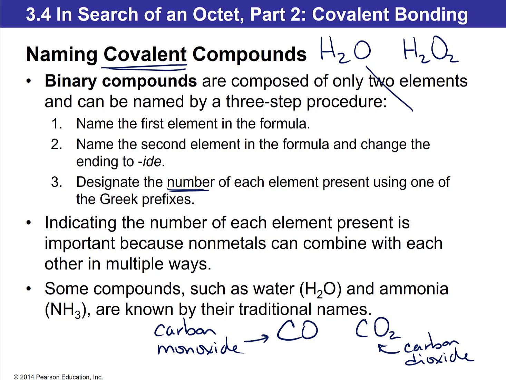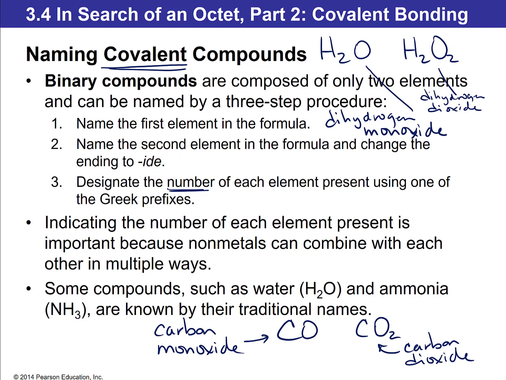Okay? So there you have carbon monoxide, carbon dioxide. H2O, dihydrogen 1O would be monoxide. Just be glad you don't have to call it that. So there are traditional names that have carried through, but if you were going to name water, it would be dihydrogen monoxide. And H2O2 is dihydrogen dioxide. Okay, so you got the idea.